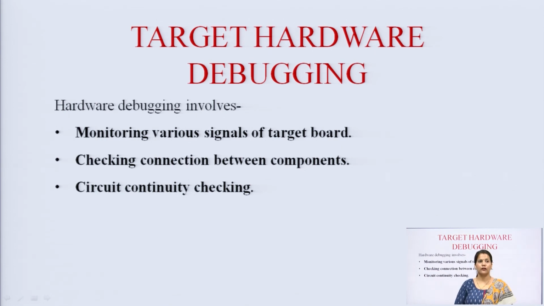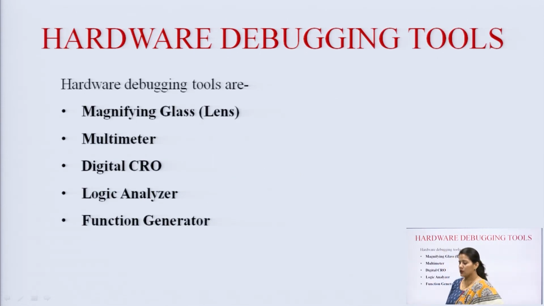So, basically what is hardware debugging? It is monitoring various signals of the target board. At various checkpoints, the signals are checked on the target board, or the connections between the components are checked, and circuit continuity is checked, whether the circuit is continuous or not. There must not be short circuits or open circuits. So, these are the hardware debugging tools.